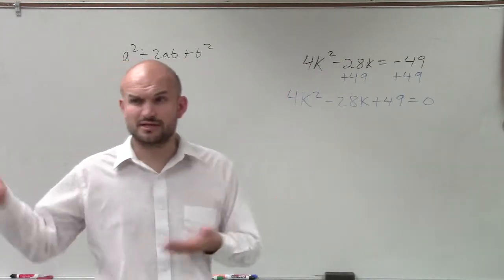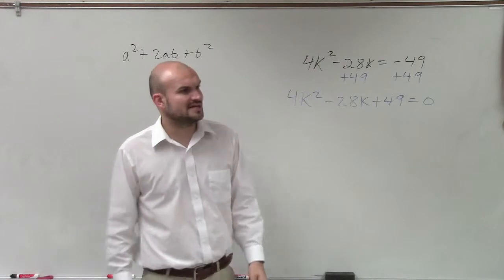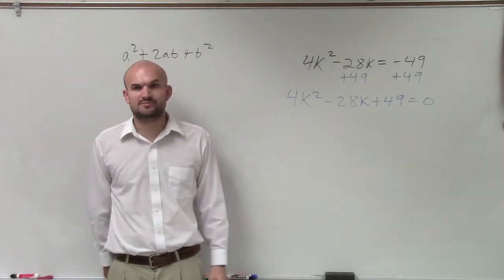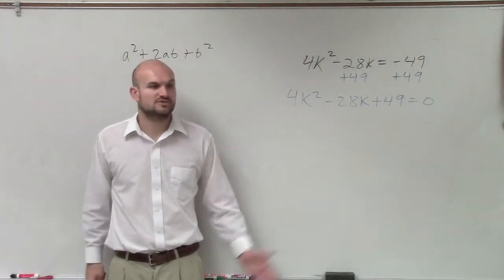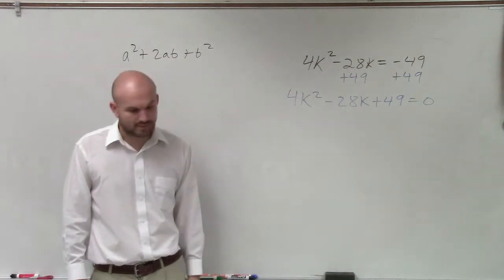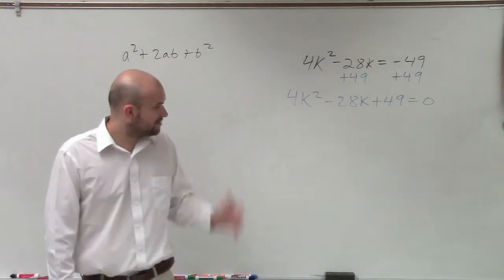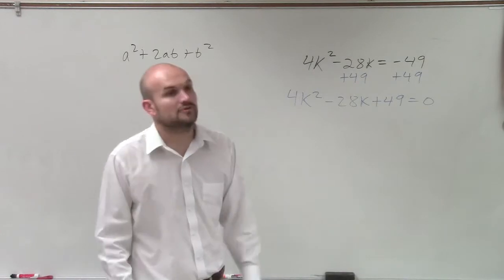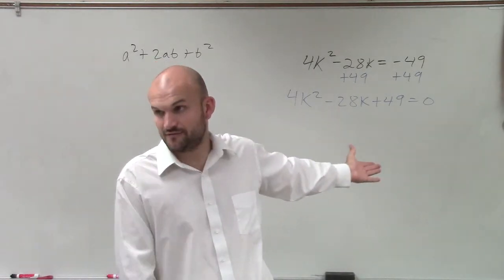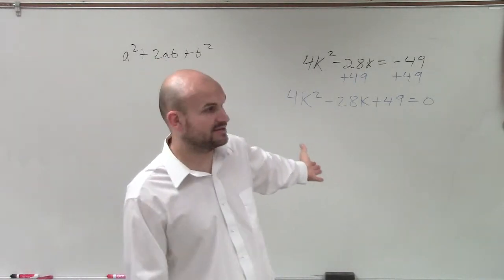This is very similar to the homework you had last night, where you were supposed to be doing some problems like this: solving, factoring, and so forth. So you have 4k squared minus 28k plus 49. Now, you could use the AC method on this, if you would like to, that AC method that we talked about.